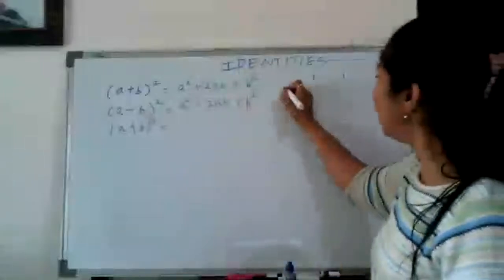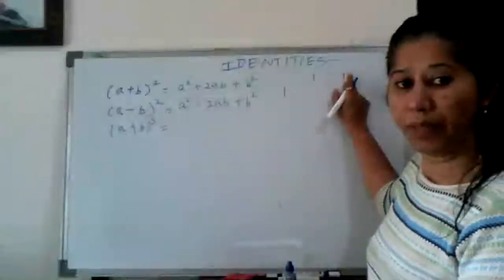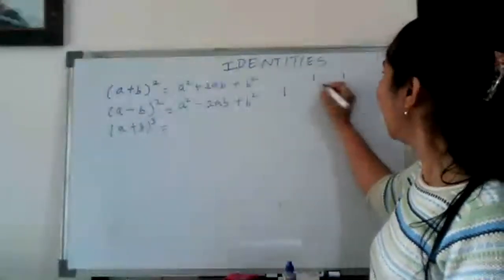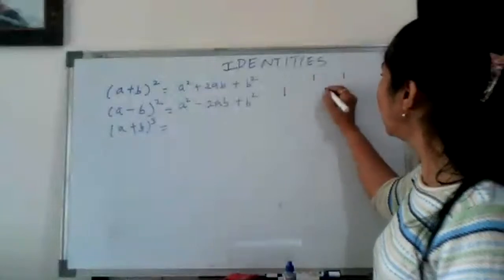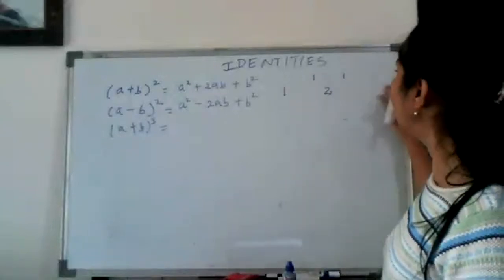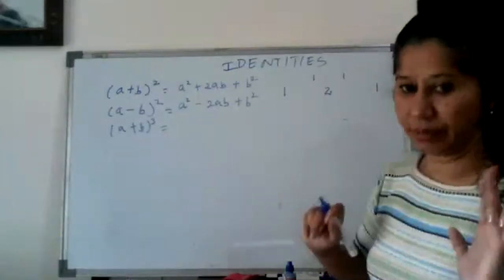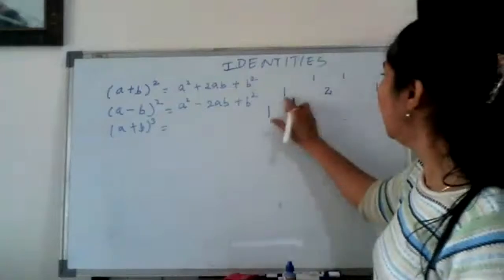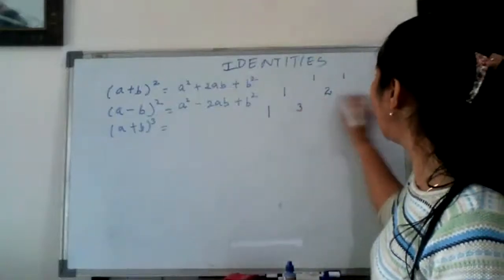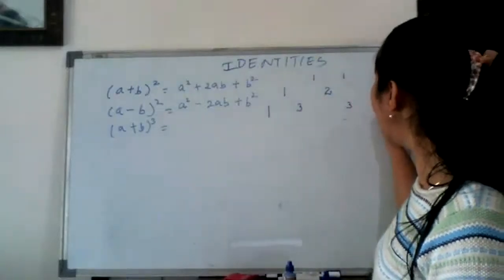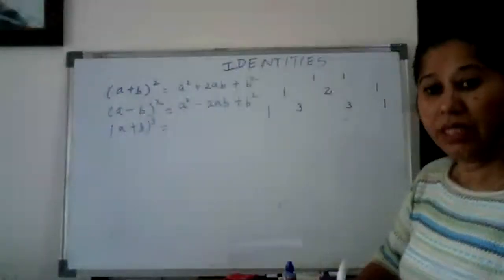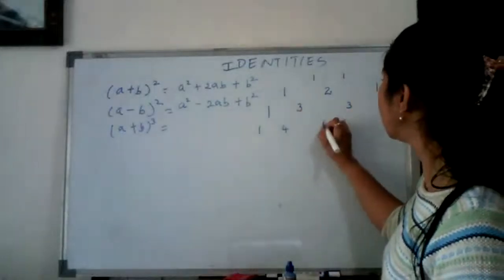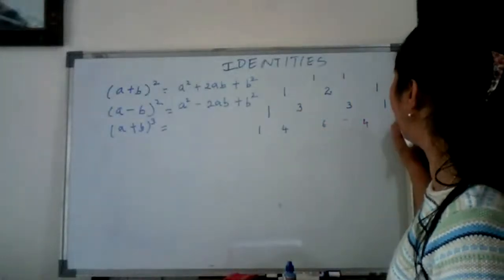So I started with 1 1. Then the ends will stay as they are, and in the middle I add them. So 1 and 1, when I add them, I get 2, and the last one, the end one, is as it is. Then if I follow the same pattern, I add 1 and 2 to get 3, I add 2 and 1 to get 3, and then again I write a 1. In this way, you can make a pattern like this: 1 4 6 4 1.